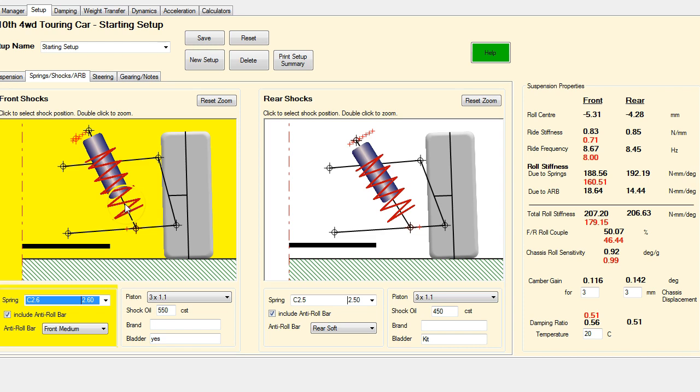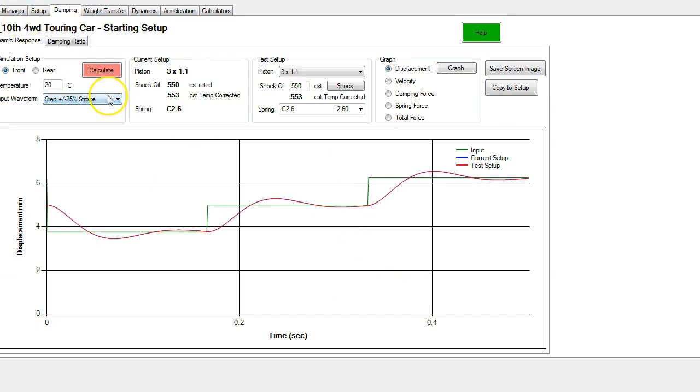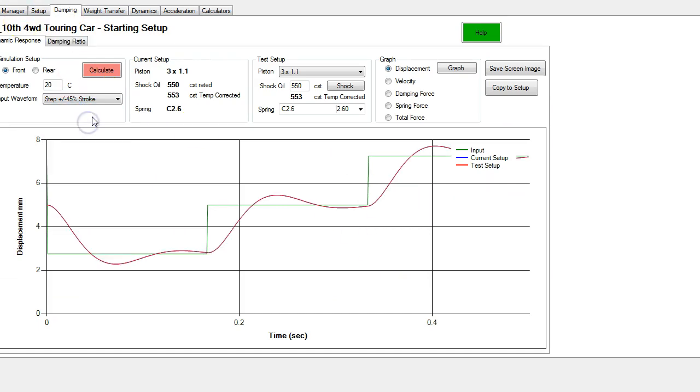So there is what's called a motion ratio, which is the ratio of the shock movement to the suspension movement. So by standing this shock up, we've changed that relationship. So that's why this number has actually gone up. Let's have a quick look on the damping tab. Put this back to 45 again.